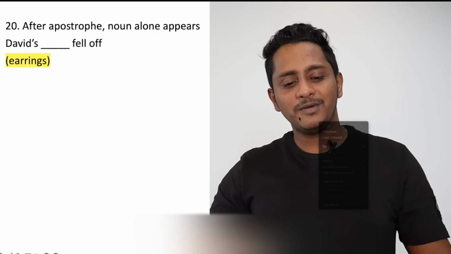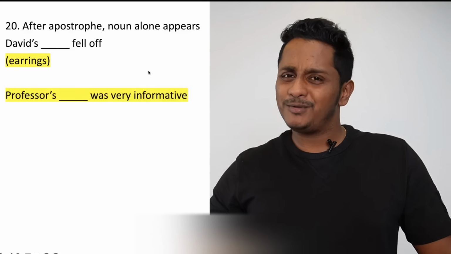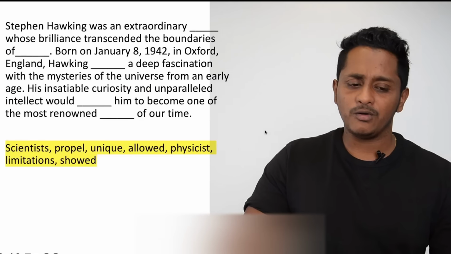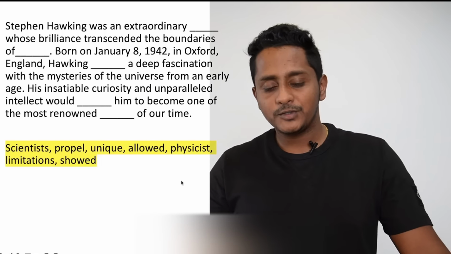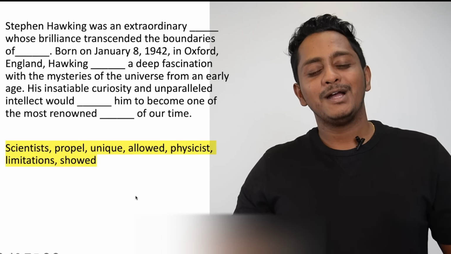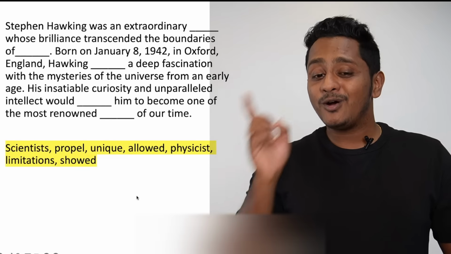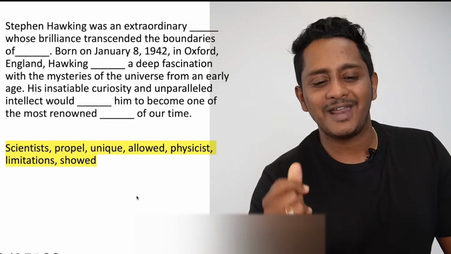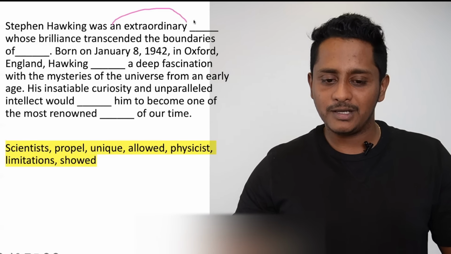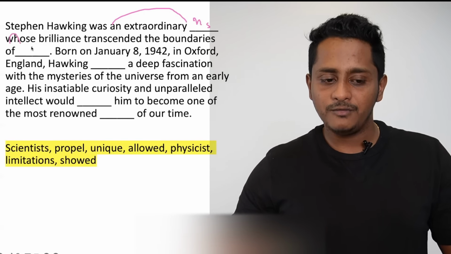I've got two questions. The very first question is here. Sorry, before that: professor's dash was very informative. Professor's lecture. Lecture is a noun. This is the question I've got. Very first question. I want you guys to pause the video and solve it. Try to solve it on your own, not using just the context, but using grammar. I'll give you some clues. After "an", a singular noun will come. After "of", a noun will come.